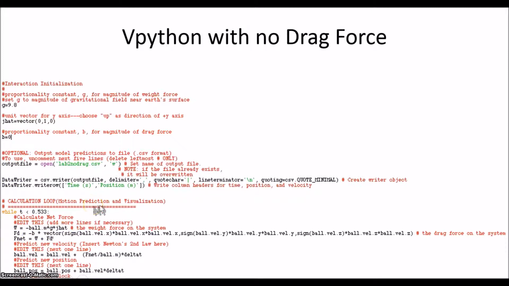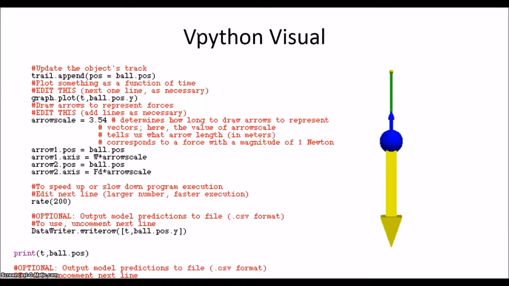Further down in the code, adjustments were made so that when the program runs, a clear visual appears. There's an arrow representing the gravitational force in the negative y direction, and an arrow representing the drag force in the positive y direction, if one is present. The arrow scale was determined by dividing 2 by the weight of the ball, remembering that weight is 9.8 meters per second squared times the object's mass.